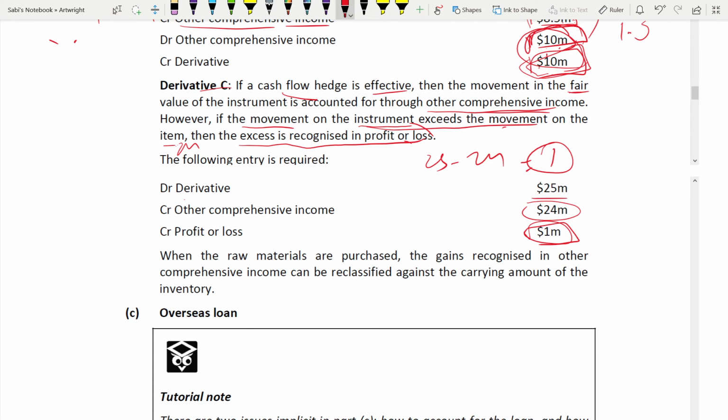When raw materials are purchased, gains recognized in OCI will then be reclassified against the carrying amount of the inventory. When you're finally purchasing that raw material, whatever gain you're now recognizing in OCI will be carried against the carrying amount of the inventory. What does it mean? IAS 2 will apply. Inventory, you're buying it, no? It's a raw material, it's an inventory. So this will be reclassified against the carrying amount of the inventory. That means you are going to deduct this against the carrying amount of the inventory.